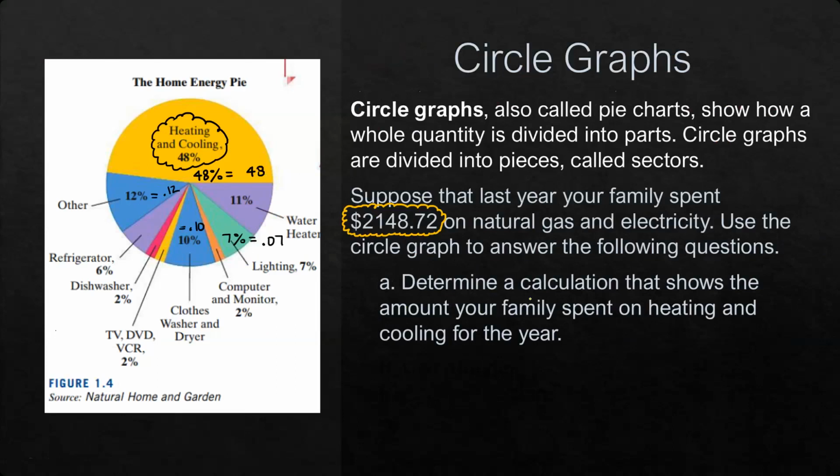It says, determine a calculation that shows the amount of energy spent on heating and cooling for the year. So we had $2,148.72, and 48% was spent on that. So what we do is we multiply that by 0.48. The answer will be equal to, and now I'm using a calculator here, 2148.72 times 0.48. This is the number I got on my calculator.